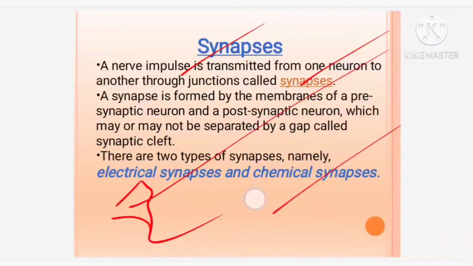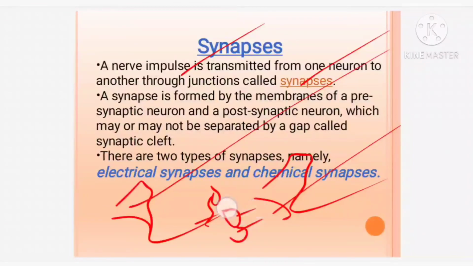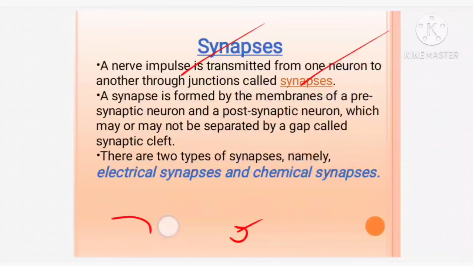Sometimes there may be a gap. If the gap is present, actually here you can find in the axon there is a chemical neurotransmitter acetylcholine is released, and this chemical is transmitting the impulse to this. So in that case we call it as a what? Chemical synapse.